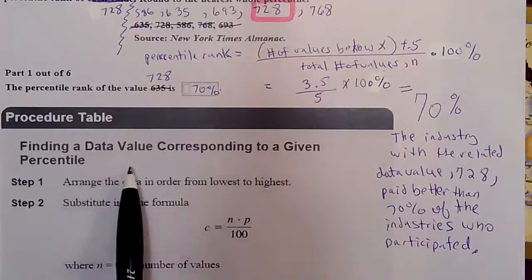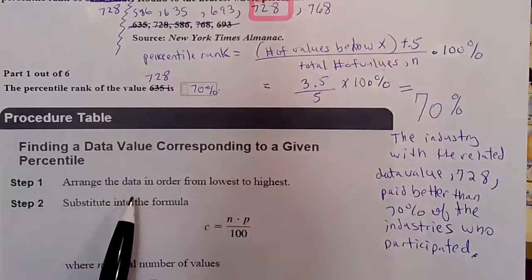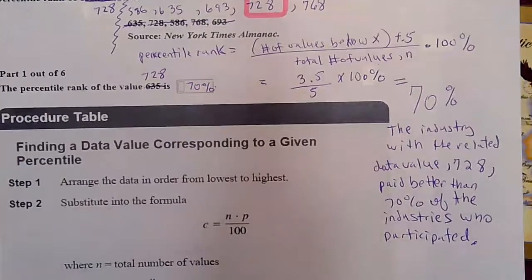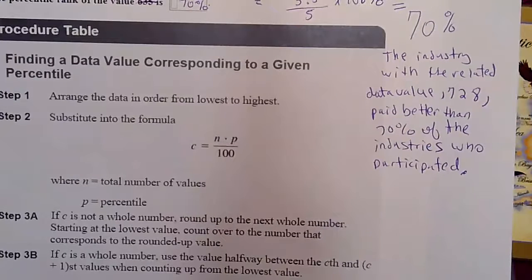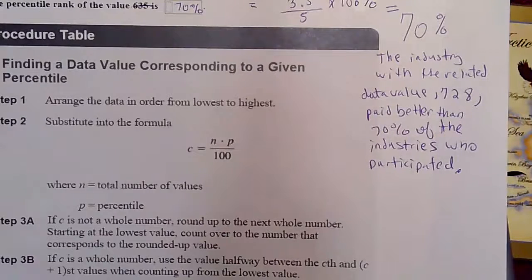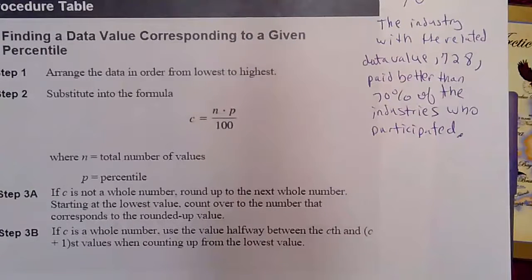So it says finding a data value corresponding to a given percentile now. Okay, this is good because these have the steps here, so I don't have to write those out. You do want to arrange the data in order from lowest to highest, which we did on the previous percentile rank problems. You want to substitute into the formula. We have a formula also, remember? This was a different one. C is equal to n times p divided by 100, where n is equal to the total number of values and p refers to the percentile.